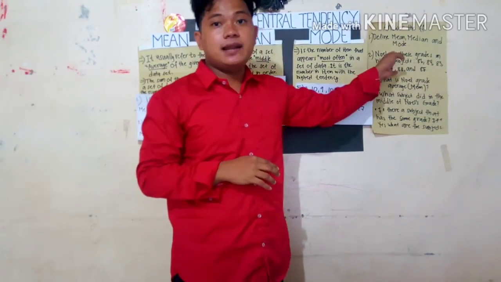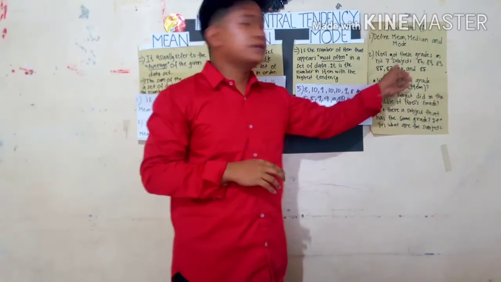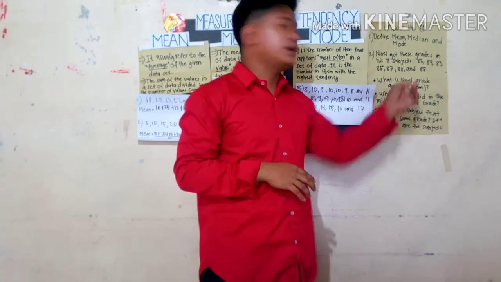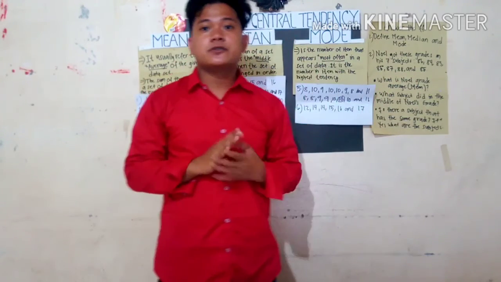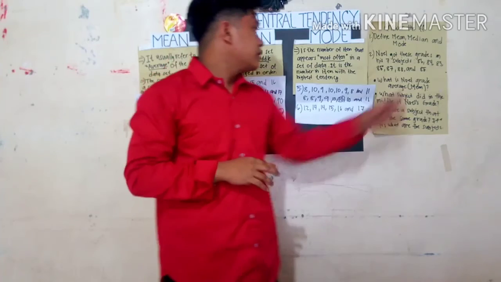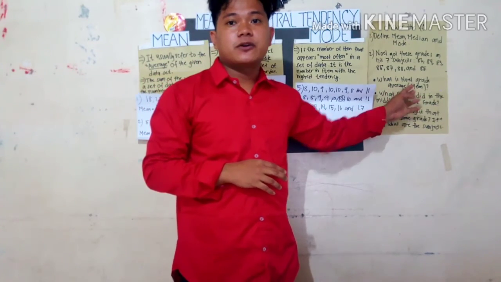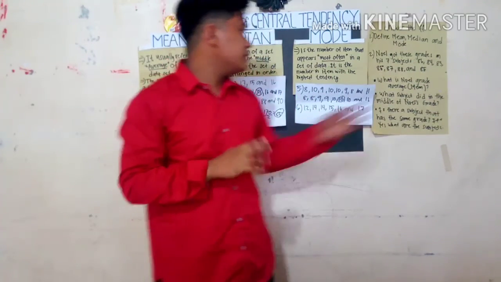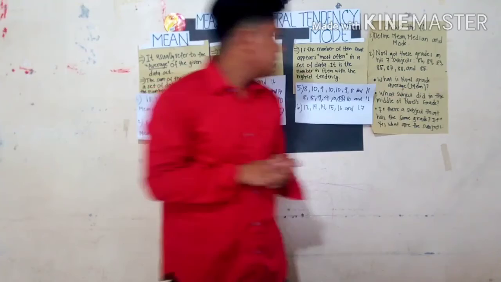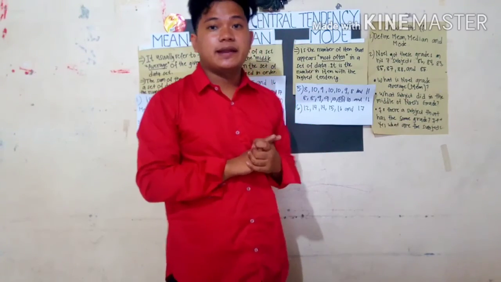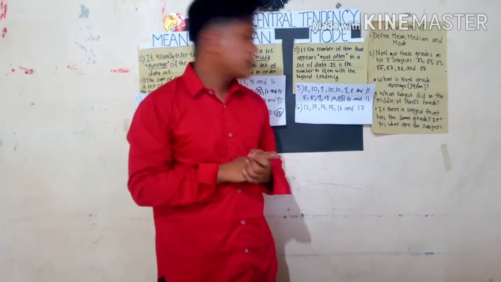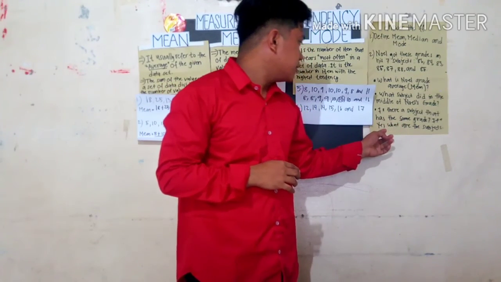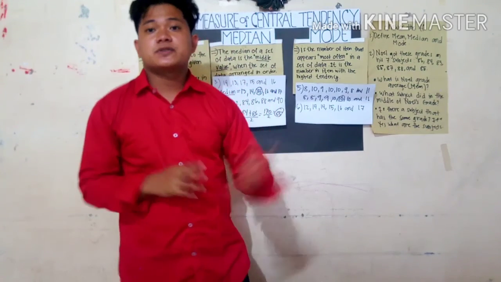For number 2, Noel got these grades on his 7 subjects: 86, 84, 83, 85, 87, 88, and 85. There are 3 questions you have to answer in this problem. First, what is Noel's average? Or you're going to solve for the mean of Noel's grade. And second, what subject is in the middle of Noel's grade? And lastly, is there a subject that has the same grade? If yes, what are those subjects?